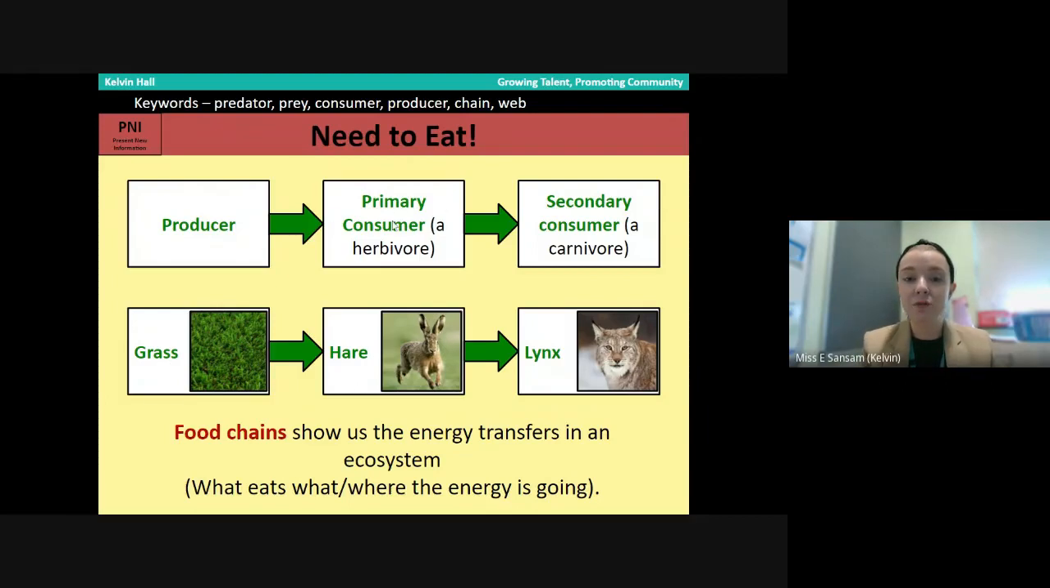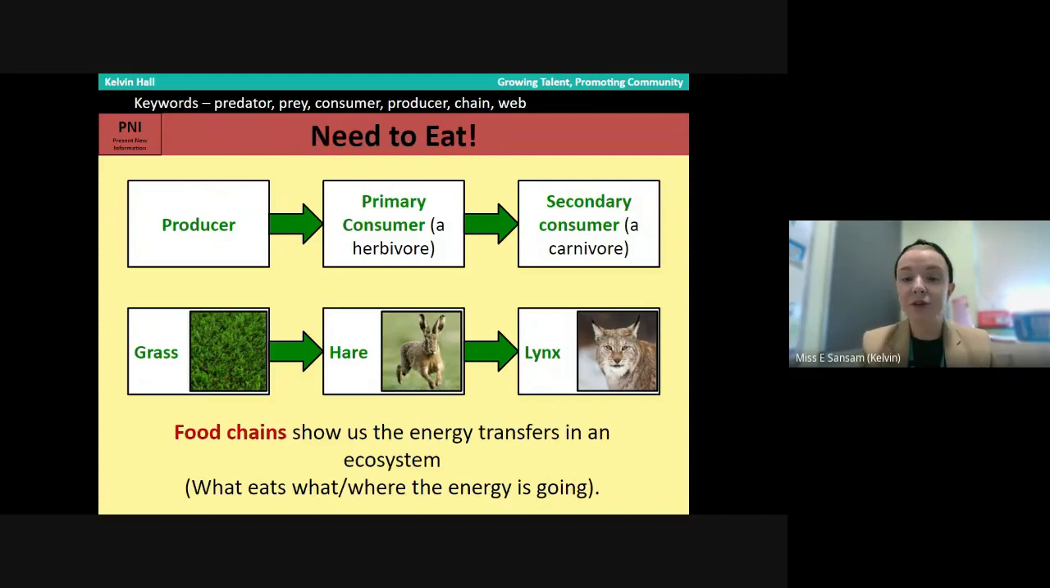Always after a producer, you have a primary consumer, and that is usually a herbivore. Now, hopefully you've heard of the word herbivore before. So herbivores are organisms that only eat plants. The example of the primary consumer and the herbivore in my food chain is a hare, which is this animal here. They're just slightly bigger than a rabbit.